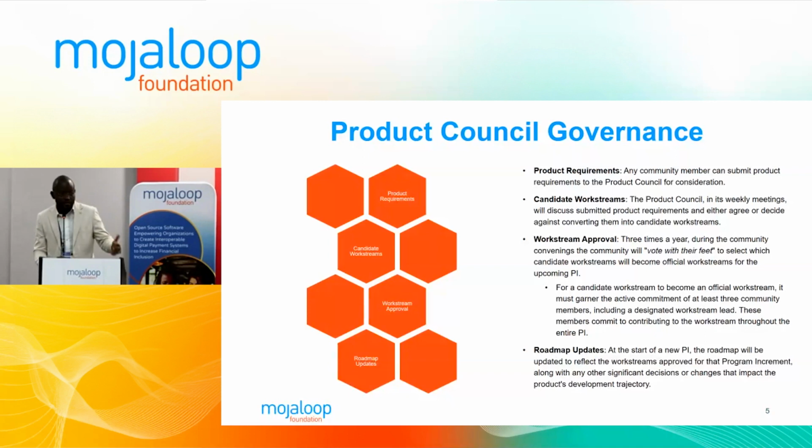The Product Council meets once a week virtually on Zoom. That's led by our product manager, Paul Makin, whom you will hear from in about 5 minutes. And these product requirements will be discussed on a weekly basis. And the discussion will lead to a decision of whether to turn that product requirement or market requirement into a work stream. Now, the candidate work streams will then, at a convening like this that we have 3 times a year, the community will determine which candidate work streams become formal work streams, or official work streams.